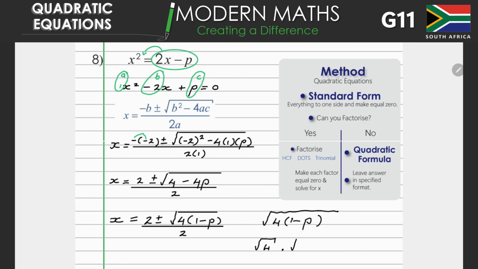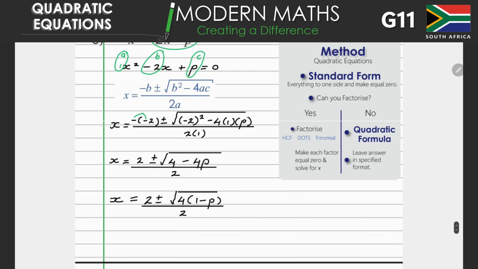So I can have the square root of 4 multiplied by the square root of 1 minus p, and the square root of 4 is just 2. So I just change that to a 2. So that square root, I'm going to modify it to look like what I just did over there. So the square root will change to plus minus 2 root 1 minus p.